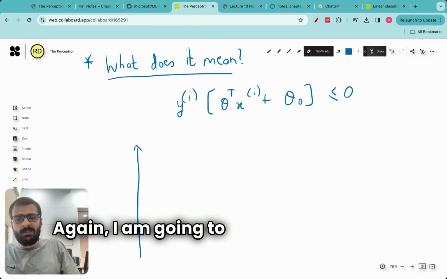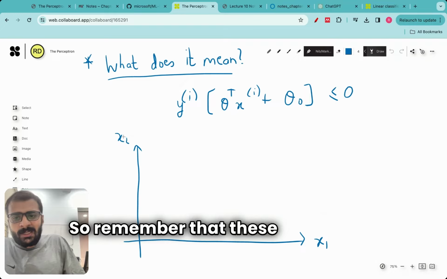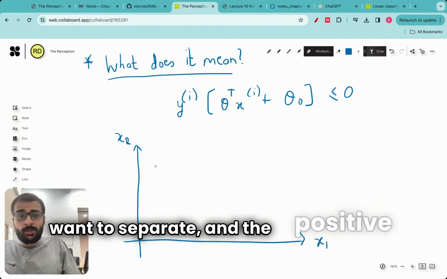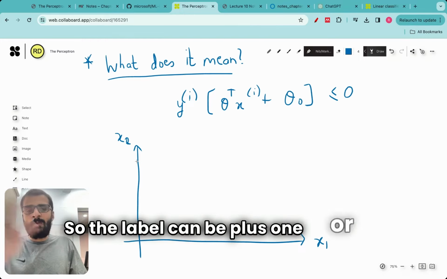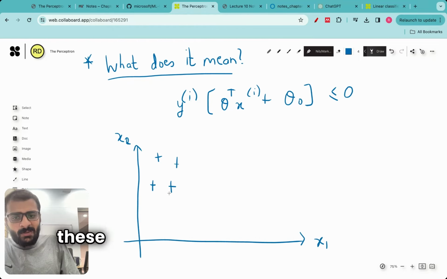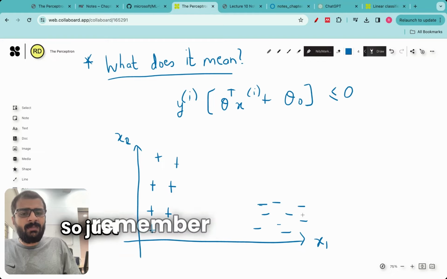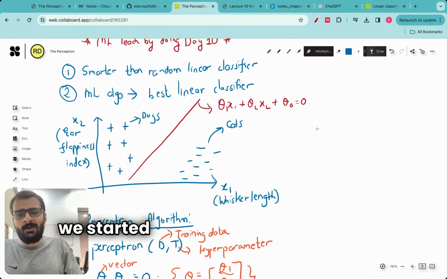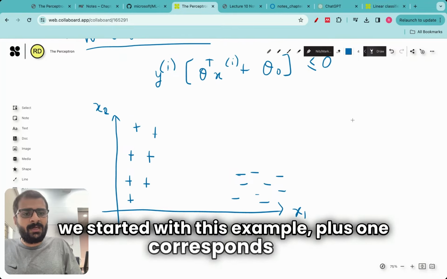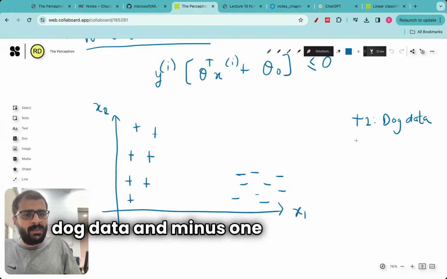For that, again, I'm going to construct the x1 and x2 axes. Remember that these are the two classes which I want to separate, and the positive class, which means plus. So the label can be +1 or -1, right? Let's say the dog data will now have the label +1, which means that for all of these values, or for all of these x1 and x2, the answer is equal to +1. And for all of these x1 and x2, the answer is equal to -1. Just remember that in our previous example which we started with, +1 corresponds to dog data and -1 corresponds to cat data.